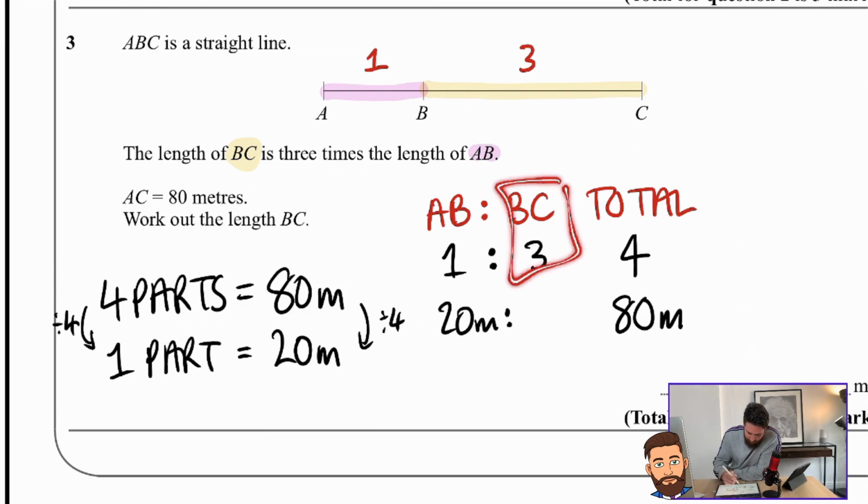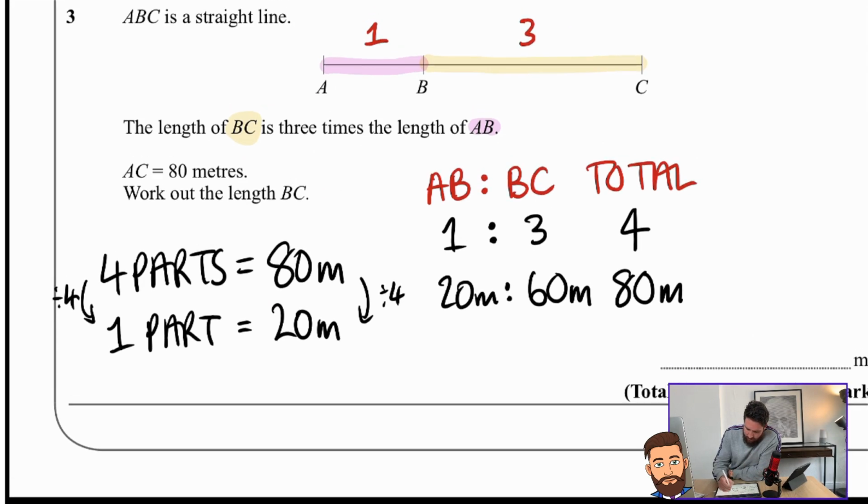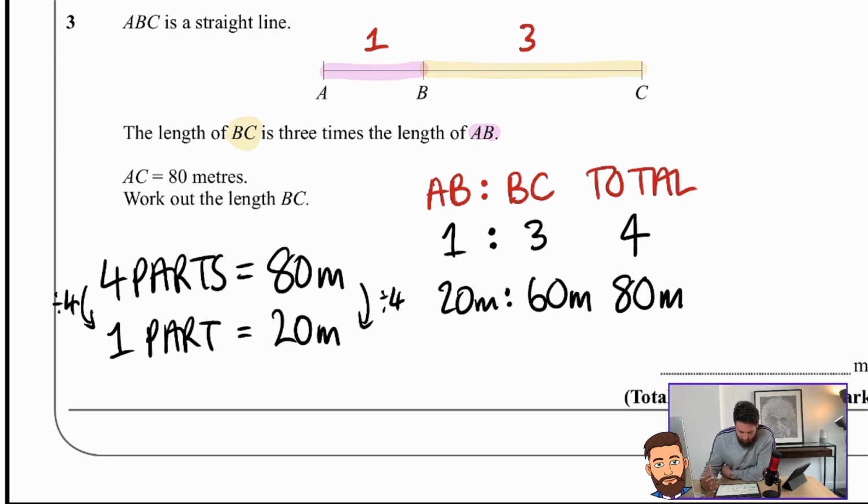B to C is 3 parts. Or if 1 part is 20, 3 times 20 is 60 meters. And the way I've explained about setting up these ratios, you always know if you're correct, because what is 20 add 60? 80. Okay, 20 add 60 is 80, therefore it must work.